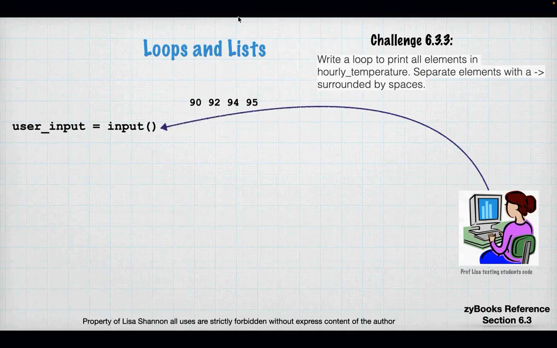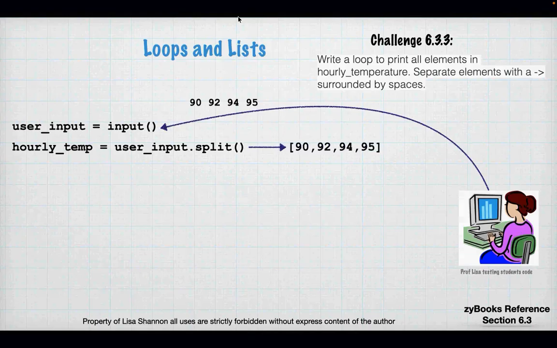Lists were meant to be used with for loops. This is challenge 6.3.3, and it says basically you have all the elements in hourly temperature, separate elements with a dash and a greater than sign and surround by spaces. So all we're going to do is print this list out formatted. So Professor Lisa types in 90, 92, 94, and 95. I'm going to split because that's the easiest thing in the world to do.